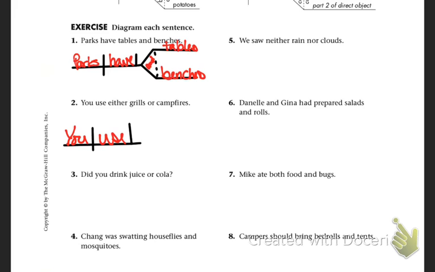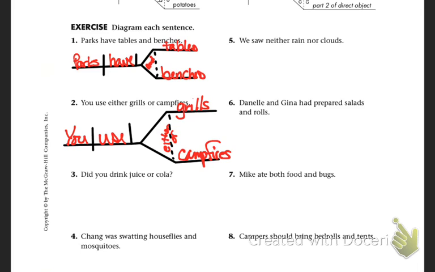And then I need to do my triangle. Make it big enough because I have to write either in there. So inside here, I'm going to write either. Either grills or campfires. You got it? Okay, that's pretty simple, yes?